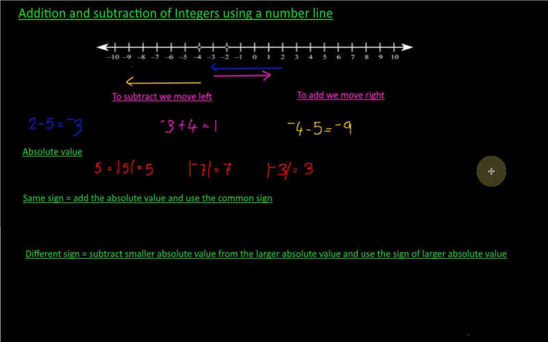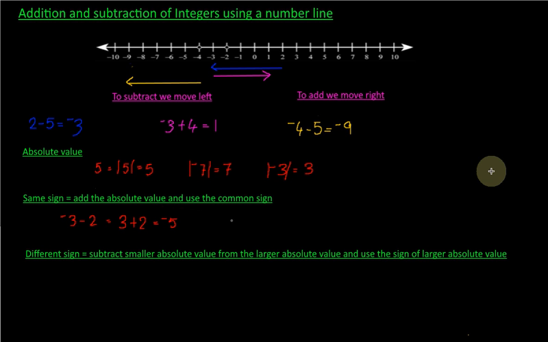Now if it is the same sign, then we have to add the absolute values and use the common sign. For example, minus 3 minus 2. What we have to do here is add the absolute values. So the absolute value of minus 3 is 3 plus 2, which is equal to 5. Now the common sign here is negative, so the answer will be negative 5.